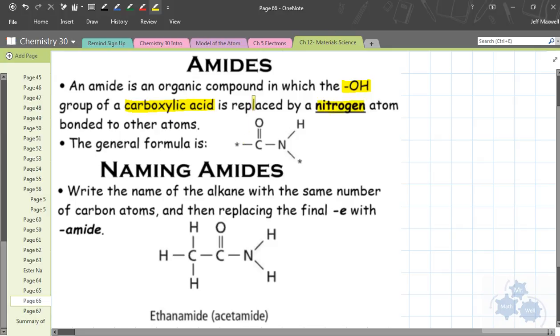And the general formula looks like this. So here's that carbonyl group, C doubly bonded to O. And then over here, we don't have an O, we now have an N. Okay? And of course, the N can be bonded to whatever. But this is the big thing here. This is amide.